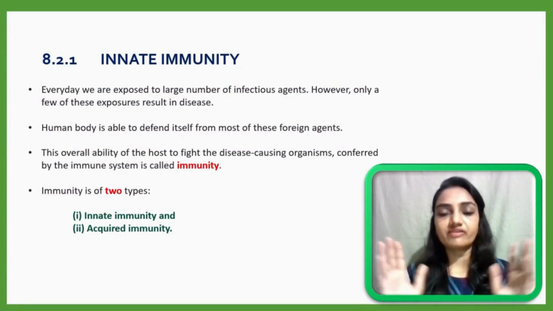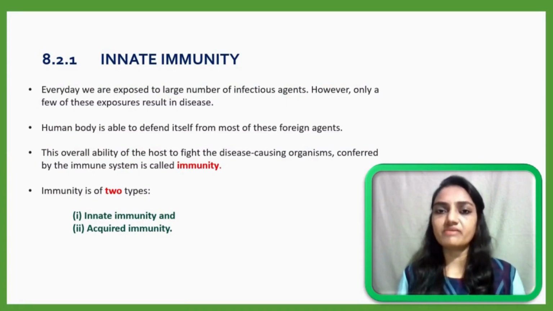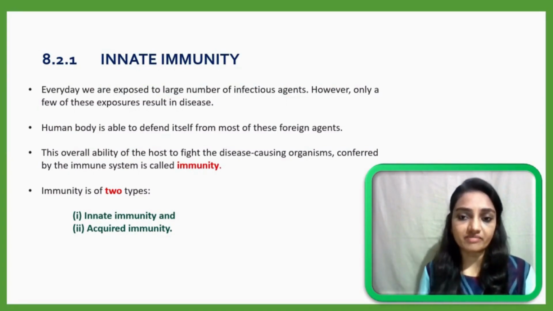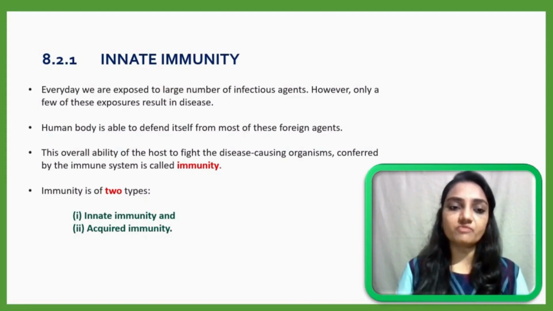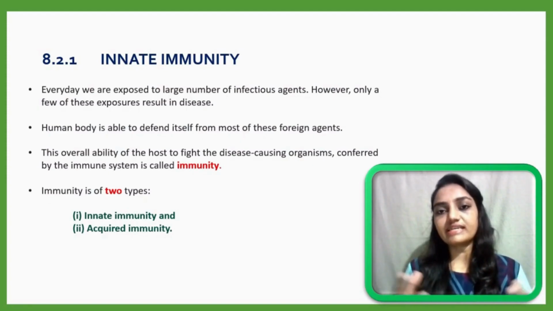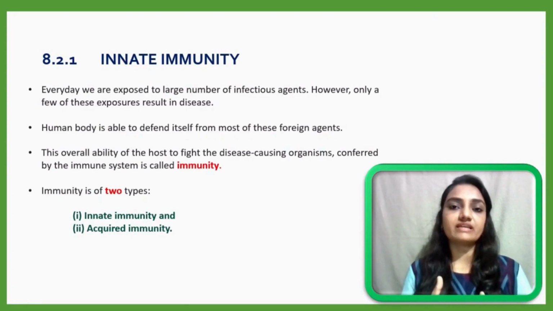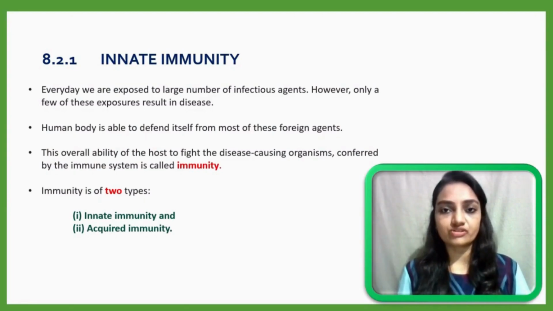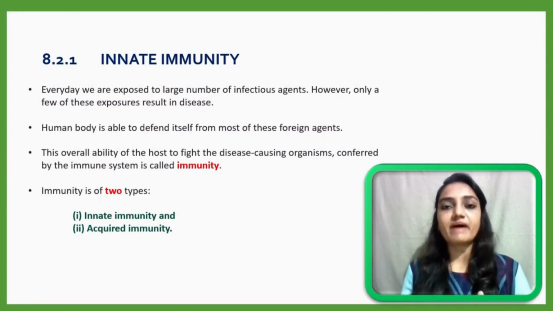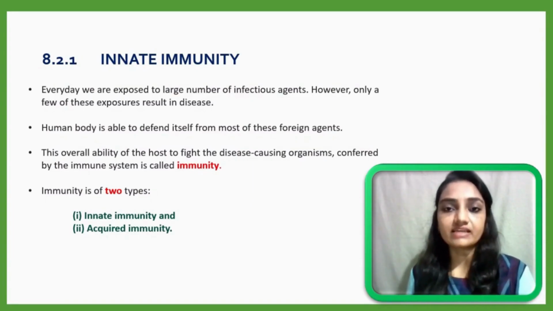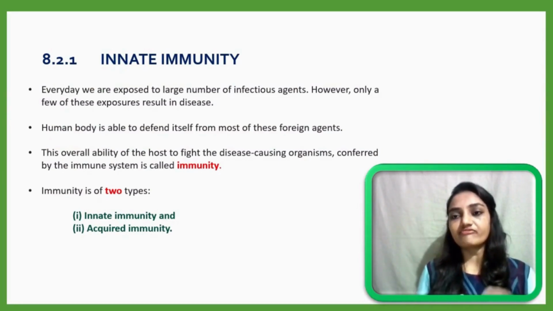Every day in our atmosphere there are so many bacteria, maybe viruses, maybe fungus, so many pathogens present in our environment. However, only a few of these exposures result in disease, which means we don't get the disease all the time. Our body has its own powerful mechanism to fight against such pathogens. So when we are exposed to bacteria or viruses, that doesn't mean we will get the disease, because our own immune system will fight against that. And when the immune system fails to fight, only at that time do we get the disease.